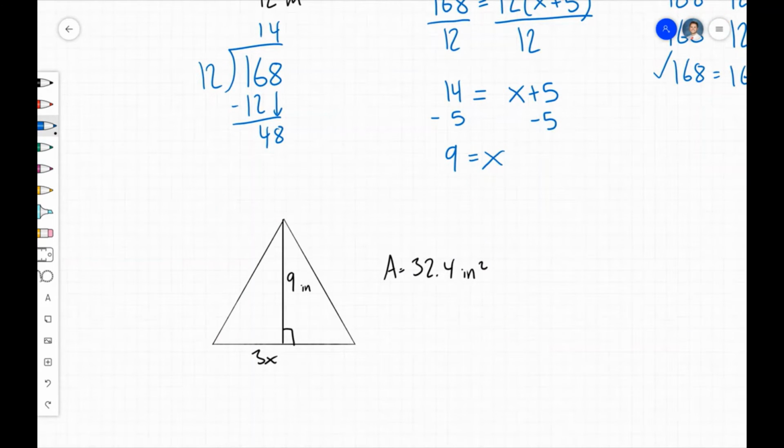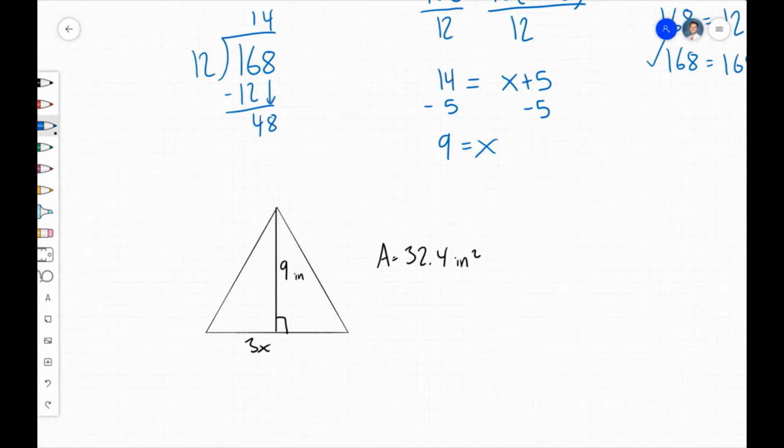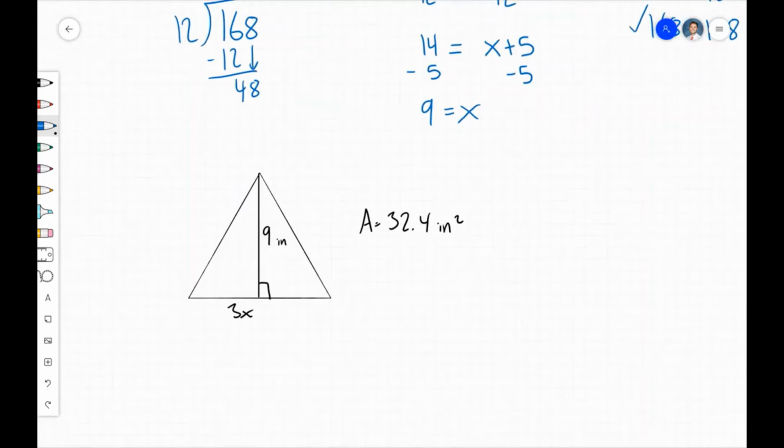So this time we have a triangle, and we're told that the area is equal to 32.4 square inches. We have a height of 9 inches and a base of 3x. So we know that 3 times x will be our base, and we want to find what x is. So once again, we'll start with our formula. For a triangle, that's A equals 1/2 times the base times the height. So we know our area is 32.4, and our base will be 3x, and our height will be 9 inches.